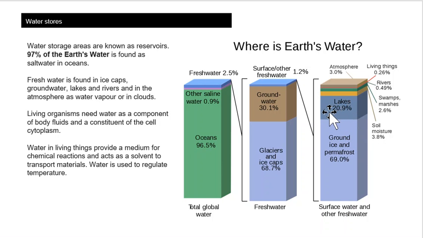Then some of it is in lakes, a good bit of it. Some of it is in soil moisture. Then you have swamps and marshes, rivers, living things. Living things contain some of that water as well. And then about 3% of that is in the atmosphere. You can see it's a nice graphic. It gives you the breakdown of where water is in relation to the earth. So again, like carbon, water is everywhere.